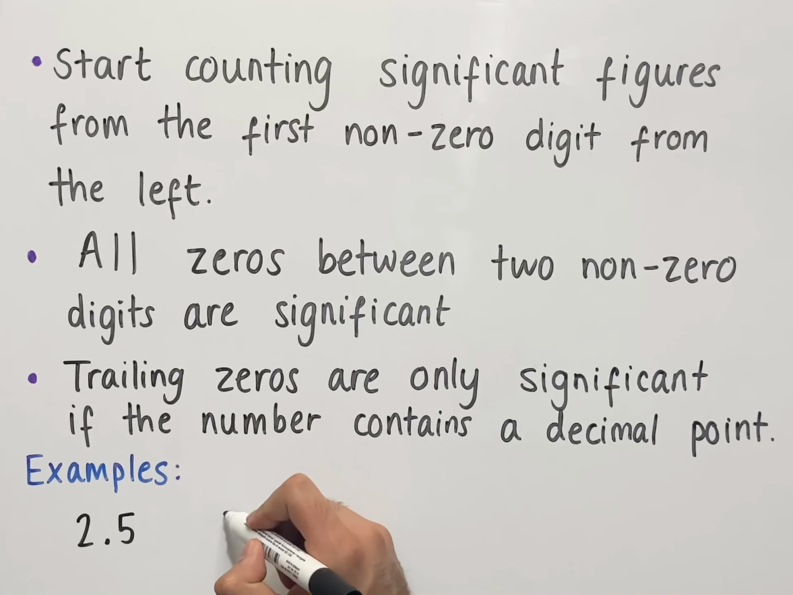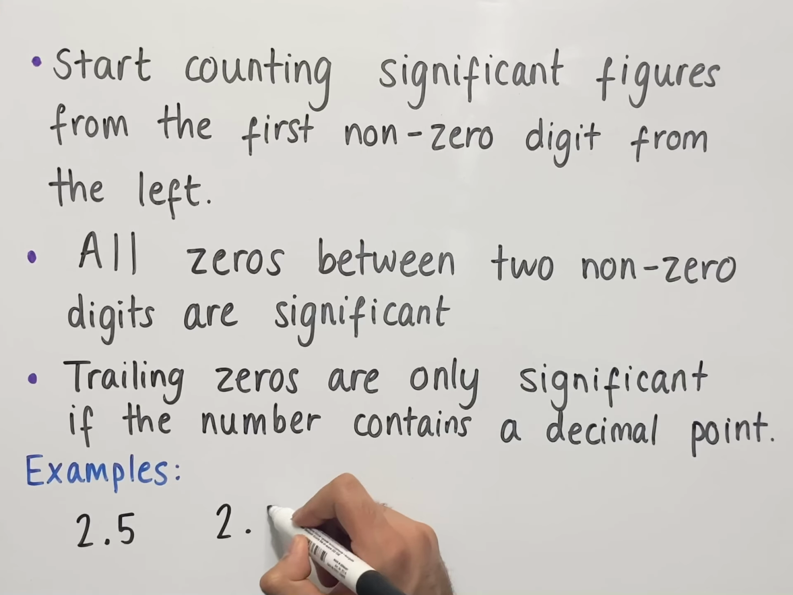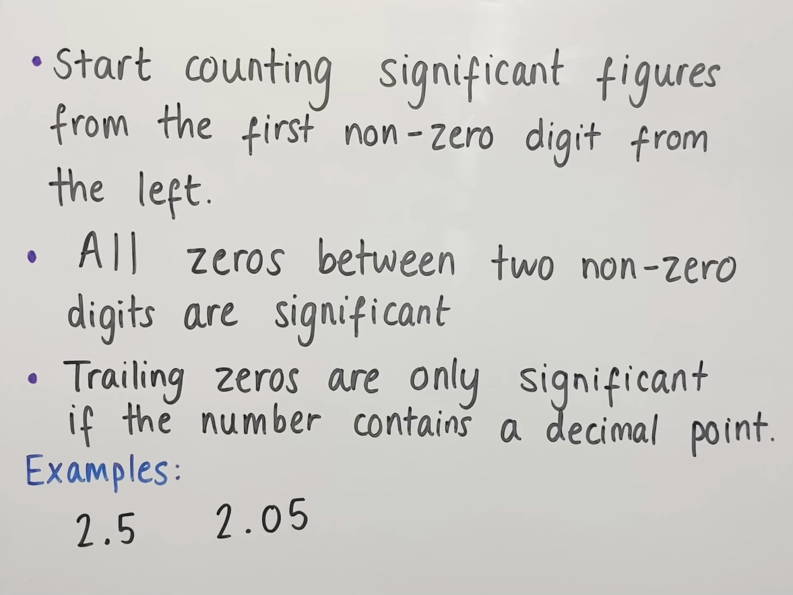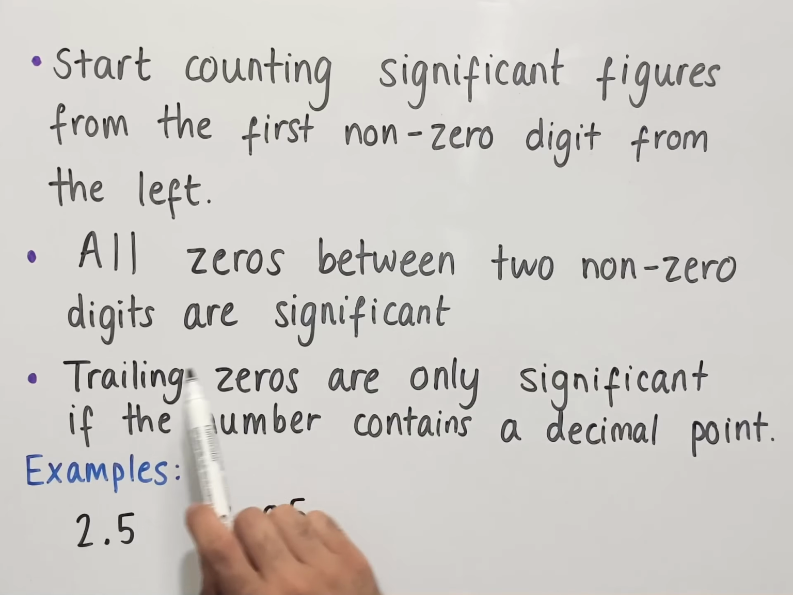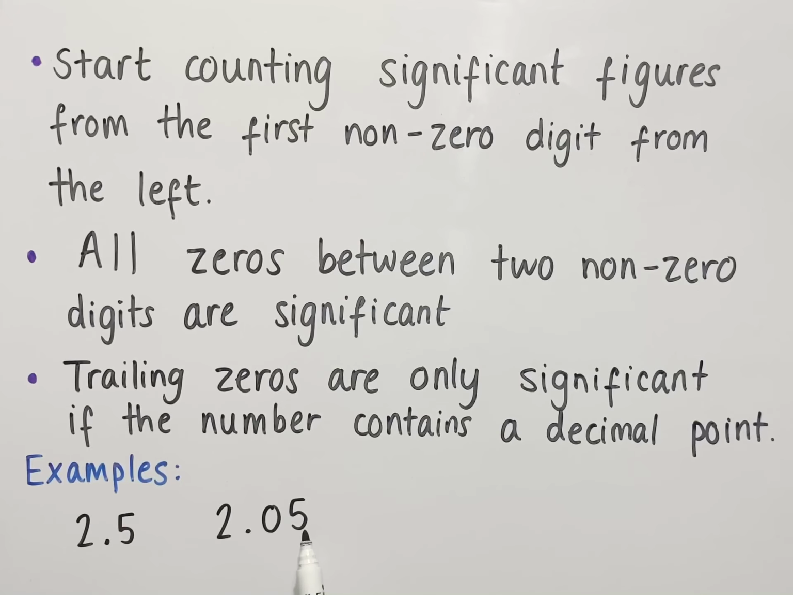If we have the number 2.05, let's look at what the significant figures are for this number then. The 2 is the first significant figure, since we count significant figures from the left. Then remember, all zeros between two non-zero digits are significant. So you've got the 2 here and the 5 here that are non-zero digits, and you've got 0 in between. So that 0 is significant. Therefore, the second significant figure is the 0. The third significant figure is the 5.